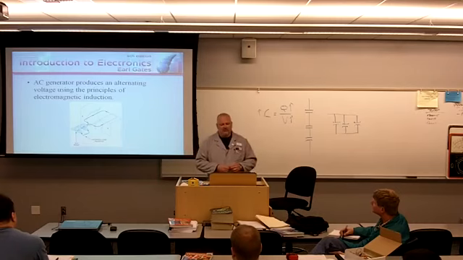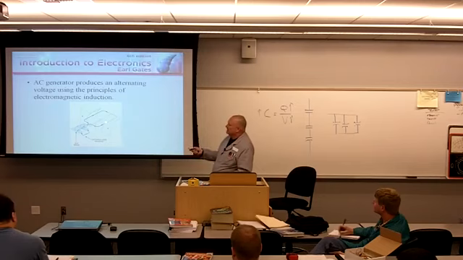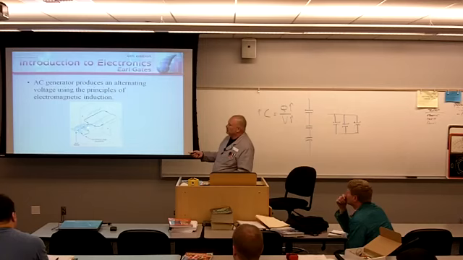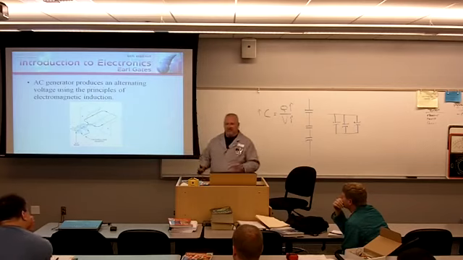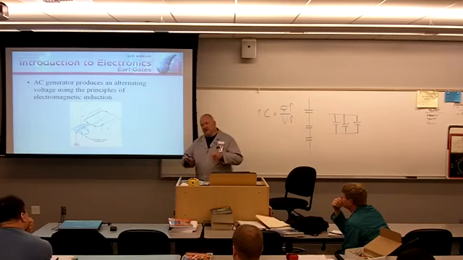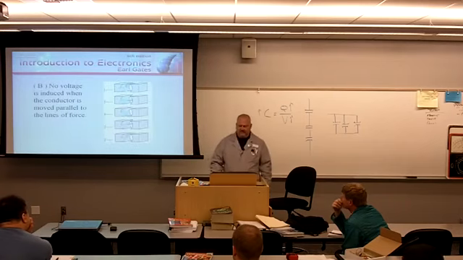An AC generator produces an alternating voltage using the principles of electromagnetic induction. This is a review. Blast from the past. A couple of weeks ago, we talked about this stuff, right? Here's our magnetic field, North Pole, South Pole. We have a rotating armature. That rotating armature maintains connection through 360 degrees of rotation through these slip rings. That means we harness the entire alternation of the armature through the magnetic field. So we get that 360 degree waveform out of it.